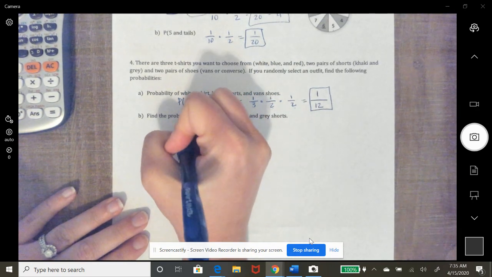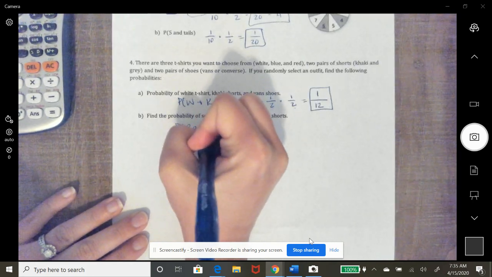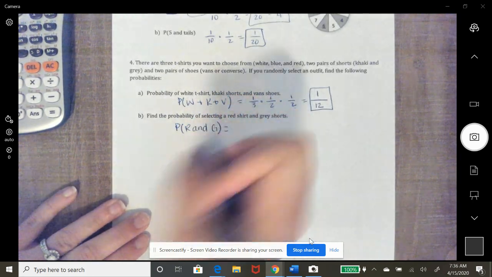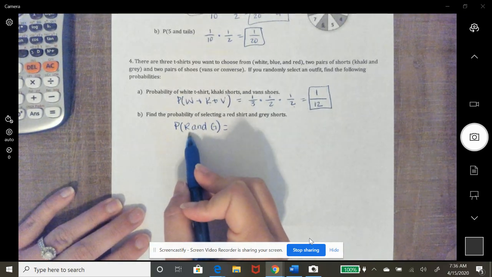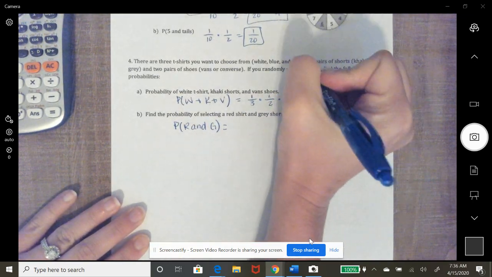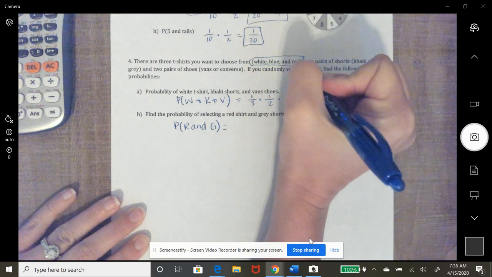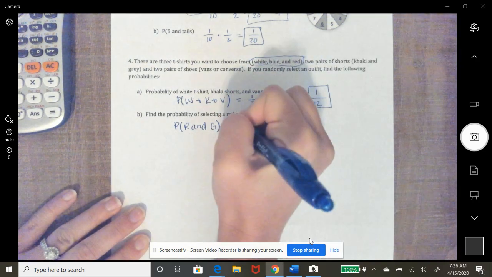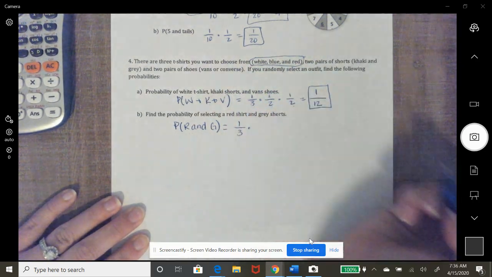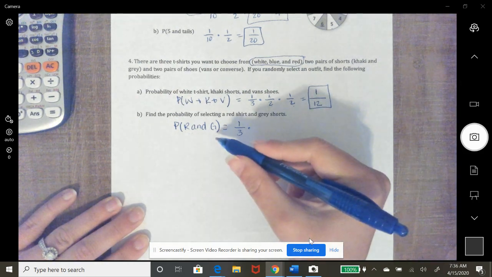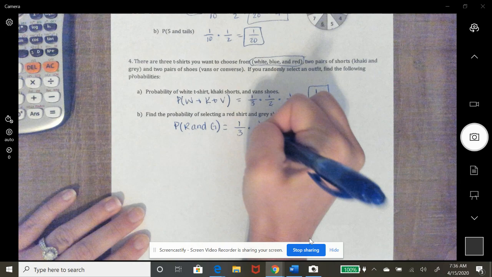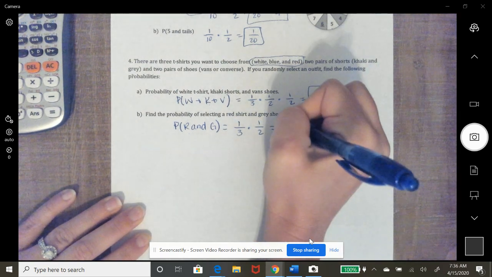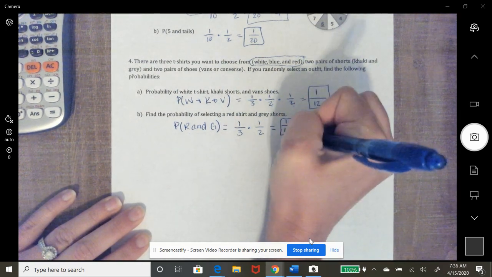All right, and then the last one: find the probability of selecting a red shirt and gray shorts. So just look at those individually. The probability of getting a red shirt, looking at these options, is 1 out of 3. And we're multiplying. The probability of getting gray shorts is 1 out of 2. Then multiply those together, and that gives me 1/6.